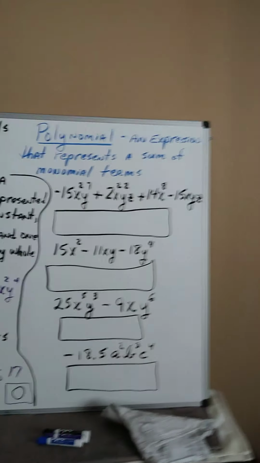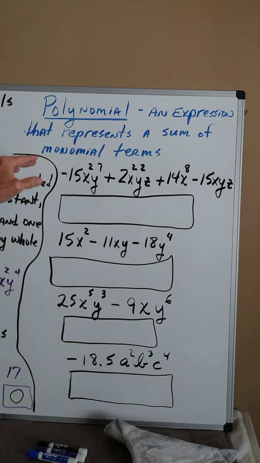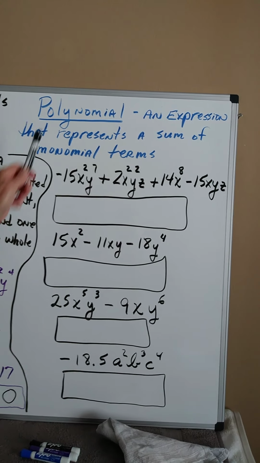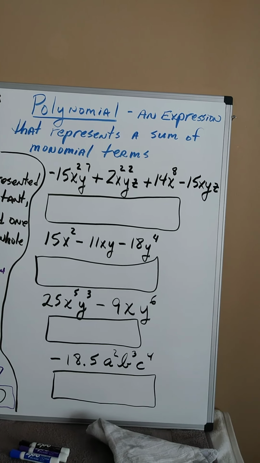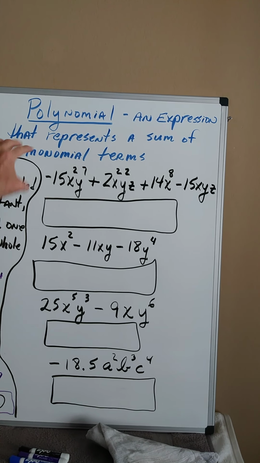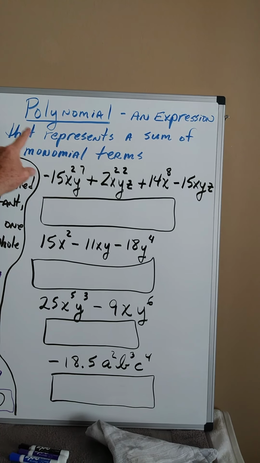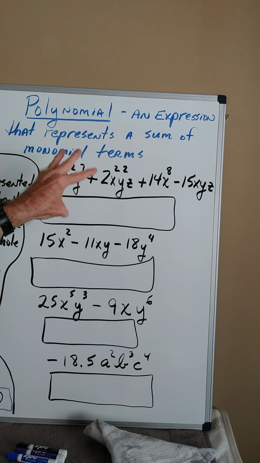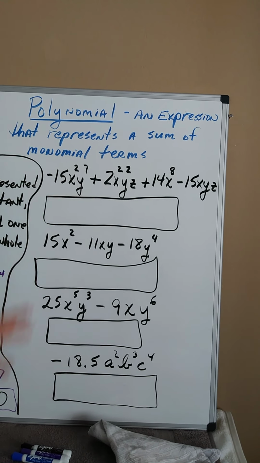Now, let's go to the key vocabulary word in not only 6-2, but chapter 6. Polynomial. Everybody in the room would know that poly means many. A polynomial is many monomials. Many monomials added together or subtracted from one another.